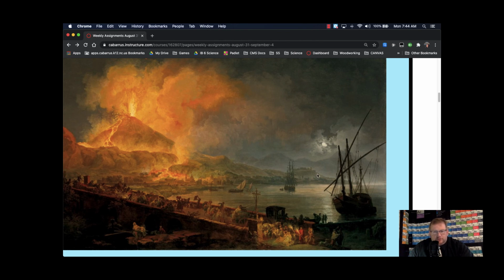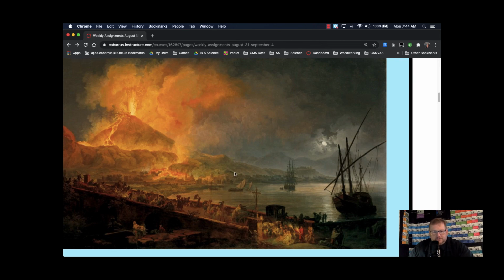Now, the only way to prove that would be to do a little research. Anybody know what the name of this volcano is? Vesuvius. So you do a little research on Vesuvius, you find out what time it erupted, and then you know if it's day or night. But based off of the painting alone, we can't determine that. We can make assumptions, we can make inferences based off of what we see, but we don't know for sure. Okay, so that's observation and inference.